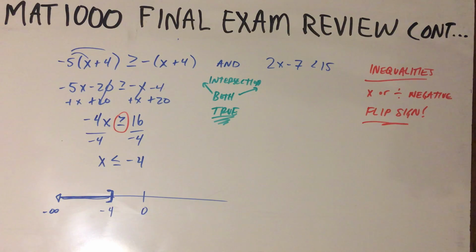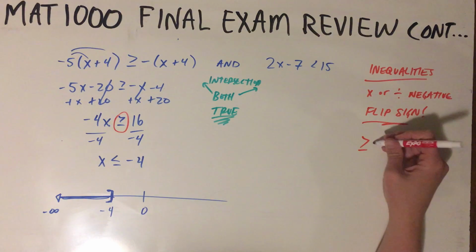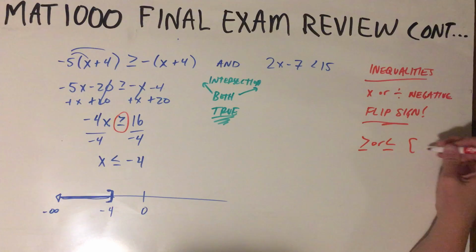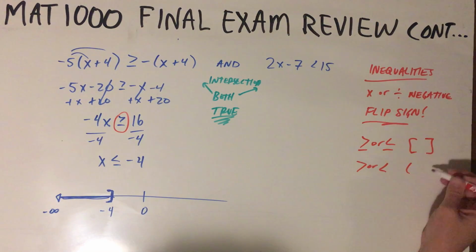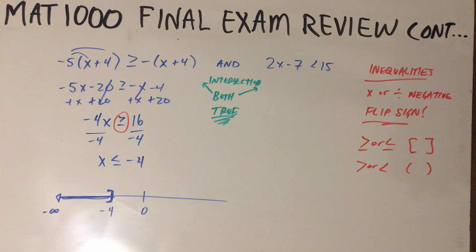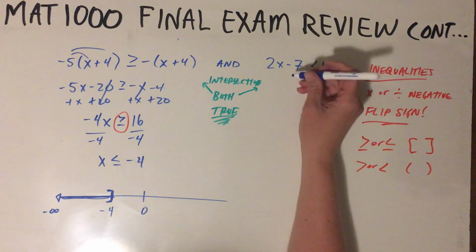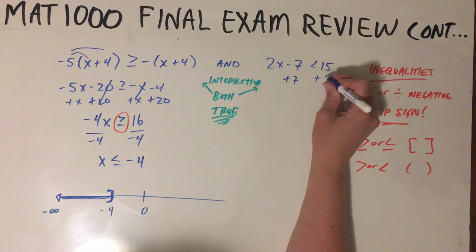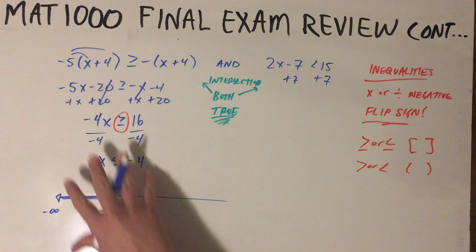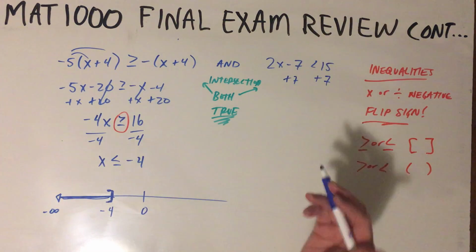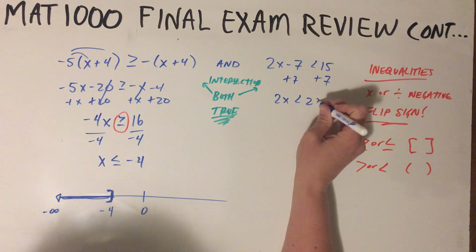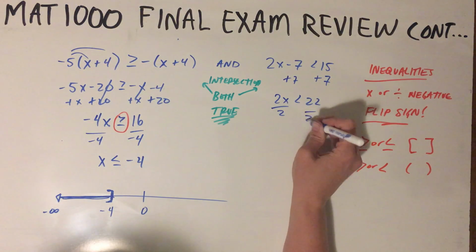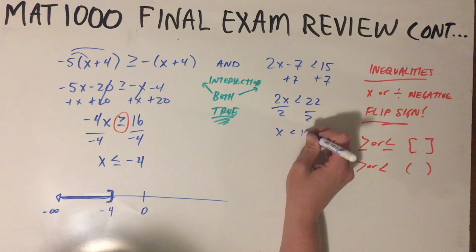So remember over here, if we have equal to's, we will have brackets. And if we have no equal to, then we will have parentheses for any interval notation that's on the test. All right, so I'm going to add 7 here to both sides. This is just a solution for this one inequality, but I want to know for both. So I'm going to get that 2x is less than 22. I'm going to divide by 2 and get that x is less than 11.